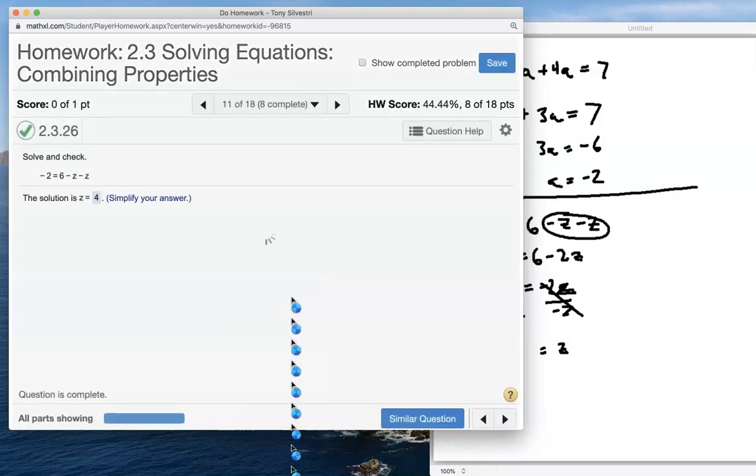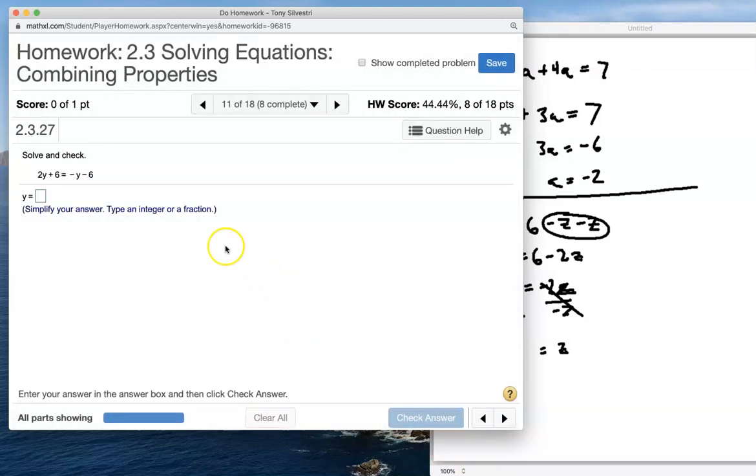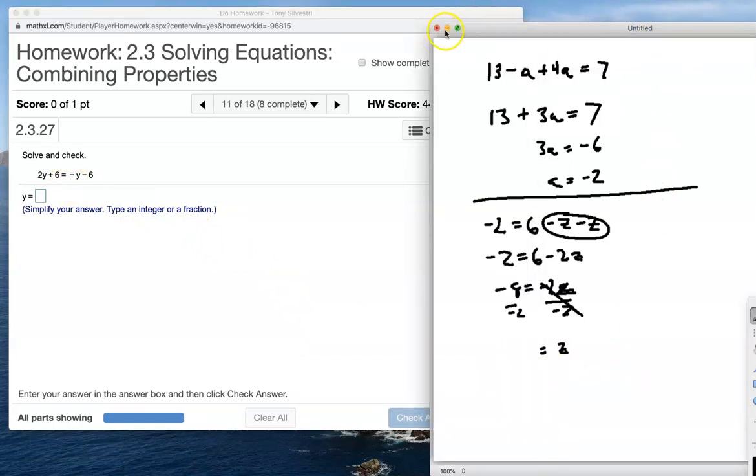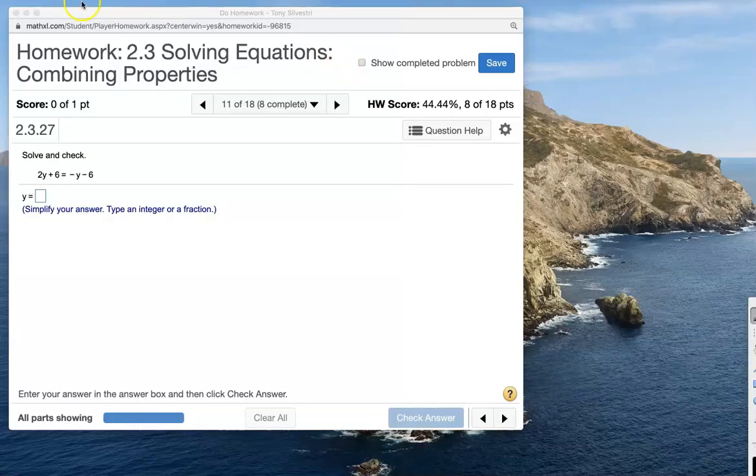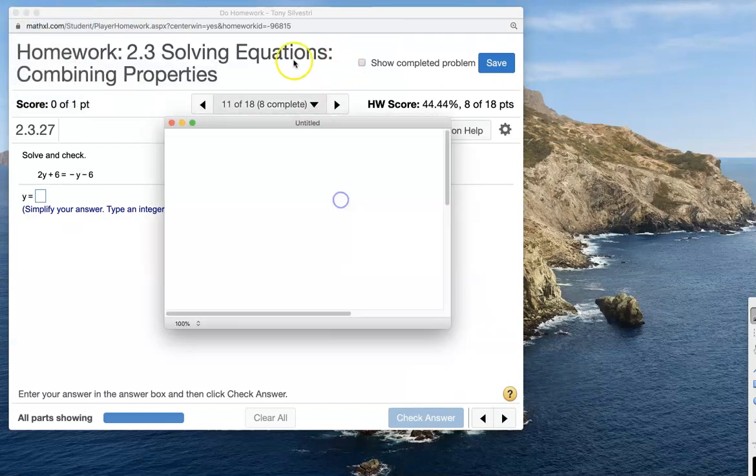Nice. Okay, not that much left. Oh, here this is a little bit different from what we did. See, these two things are not like terms in the sense that you can't combine them. Like terms have to be variables on the same side of the equation. These are on opposite sides. So how do you handle that? Well, I'm going to show you right now.